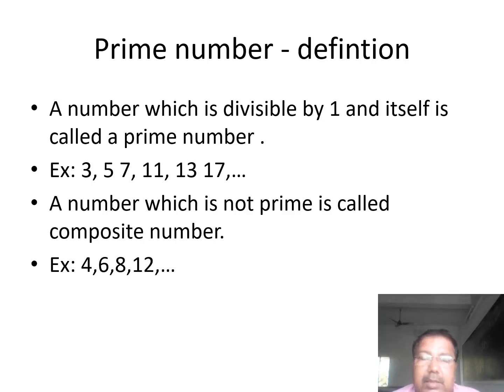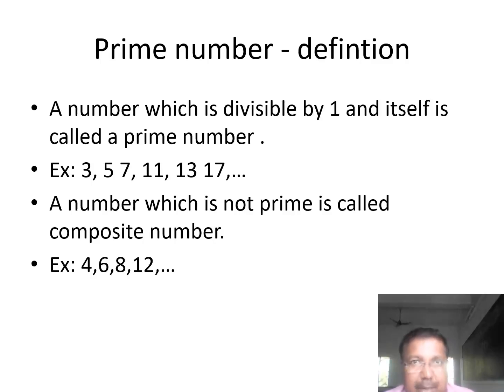Take the number 3, it is divisible by 1 and 3. Take the number 5, it is divisible by 1 and 5. Similarly 7, divisible by 1 and 7. 9 is not a prime number because it is divisible by 3. And then we have 11, which is divisible by 1 and 11. So these are the prime numbers.